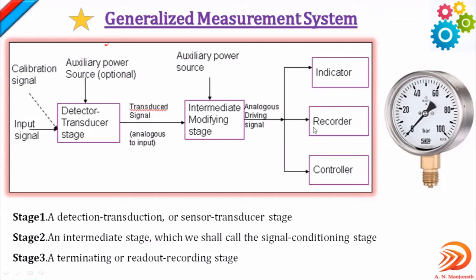The next stage, what you can see over here, is the terminating or readout stage. The signals which the intermediate modifying stage sends will be recorded or indicated on the dial with a pointer, right? So that is what this generalized measurement system is all about.